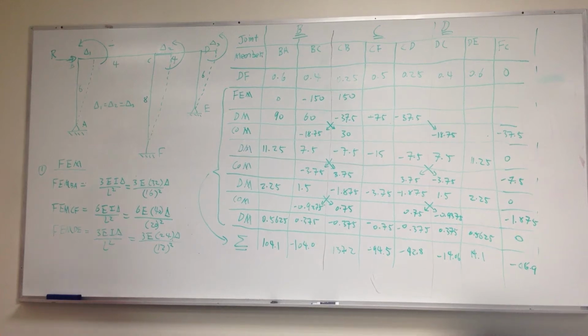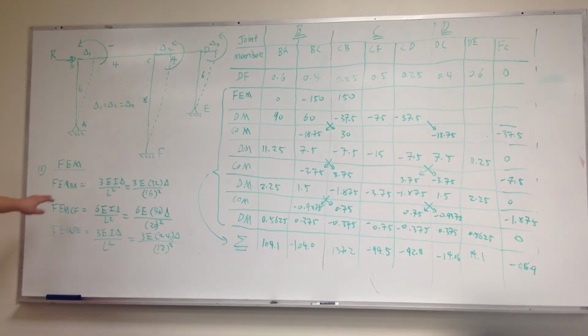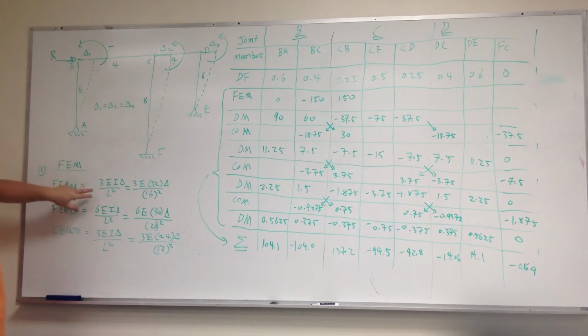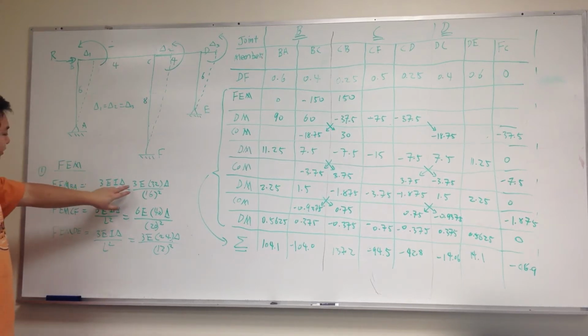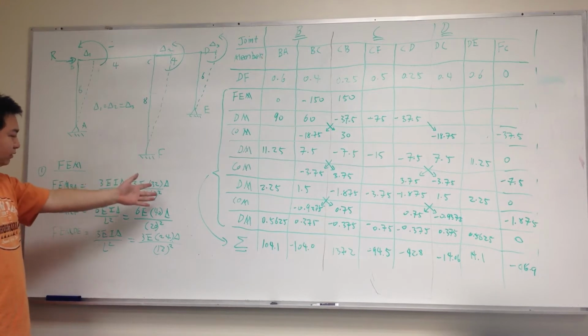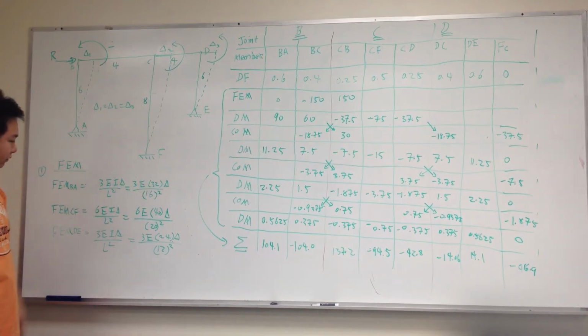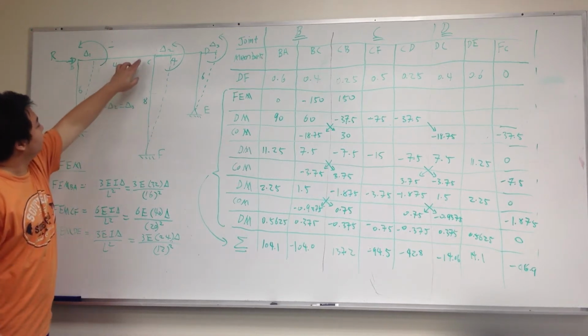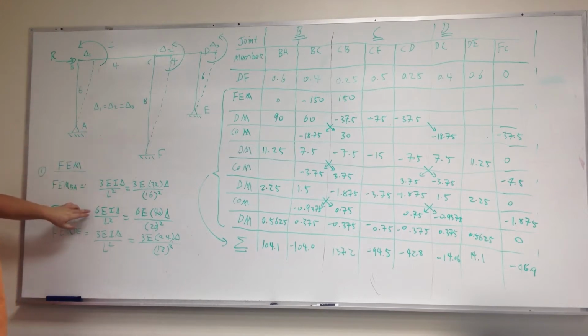Sure. Yeah, for fixed end moment BA, you're gonna have a fixed and a pin. So you're gonna use this one, 3EI delta over L squared, so 3E32 delta over 16 squared. And for fixed end moment CF, fixed and a fixed, you're gonna have to use this one, 6EI delta over L squared.